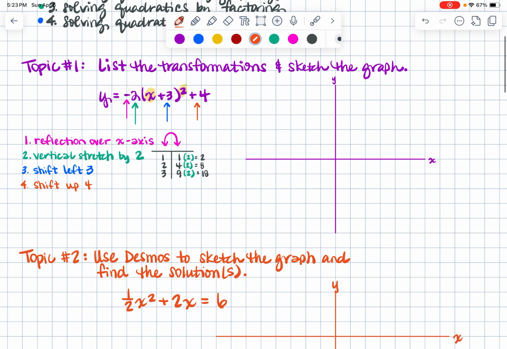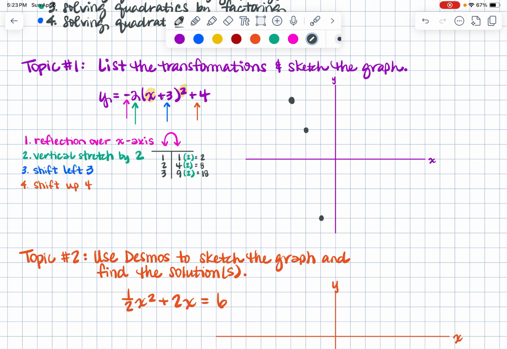Now, when I go to sketch my graph, I clearly want to plot the new vertex first, which is (-3, 4), because I went left 3, up 4. So -3, up 4 would put my vertex here. And then, of course, I know it's going to be opening down because of the negative. But again, I don't just want to slap points on there, right? I want to use my new movement. Instead of going over 1, down 1, like the parent function would do, I'm going to go over 1, down 2. And over 2, down 8, which would put me here.